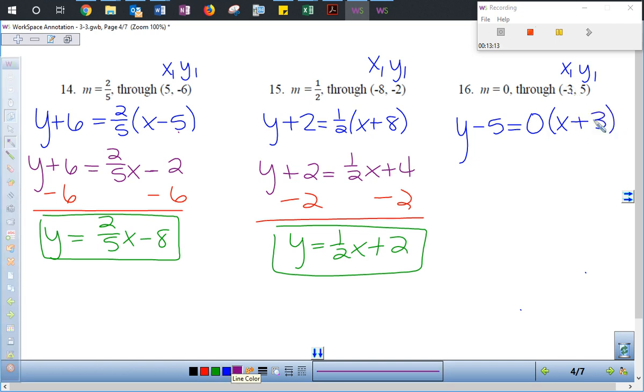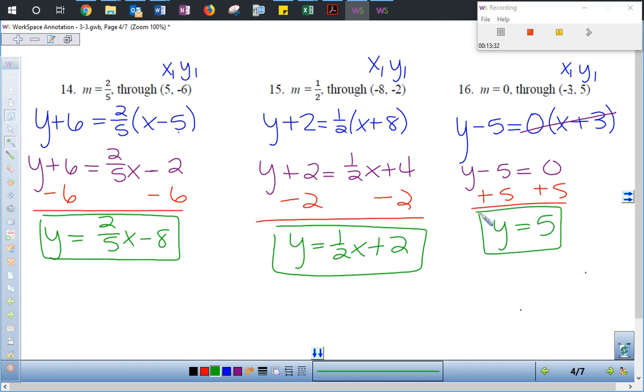Now, to simplify, I want you to look at the right side here. You could distribute a 0, but I want you to remember 0 times anything is just 0. So that leaves me with y minus 5 equals 0. Then I can add 5 to each side, and I'm left with y equals 5. Now, if you'll notice, this equation only has one variable in it. That variable is y. And if you'll remember from the first problem that we did, whenever you have a slope of 0, your line is horizontal.